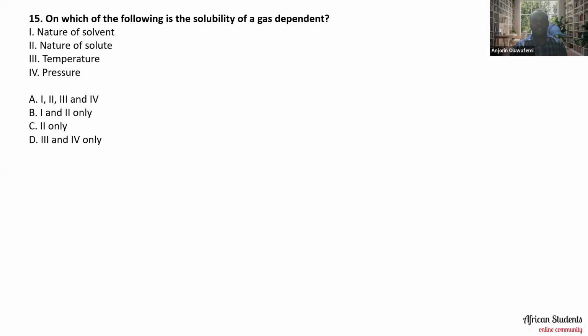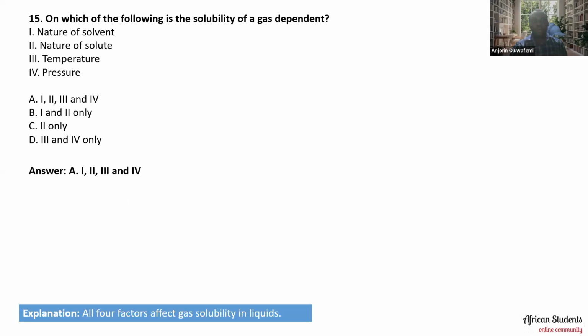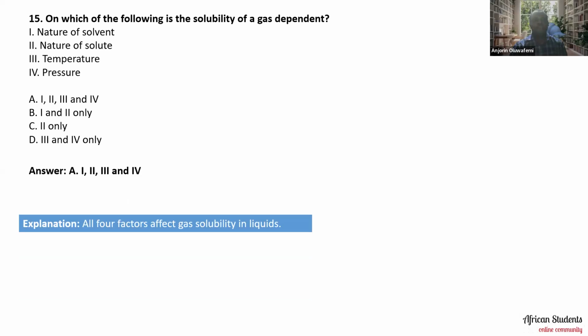Okay. So the right answer here is option A, 1, 2, 3, and 4. All 4 factors affect gas solubility in liquid. So everything is correct in that regard. Nature of solvent affects gas solubility in liquids. Nature of solute, temperature, and pressure are also factors that affect it too.